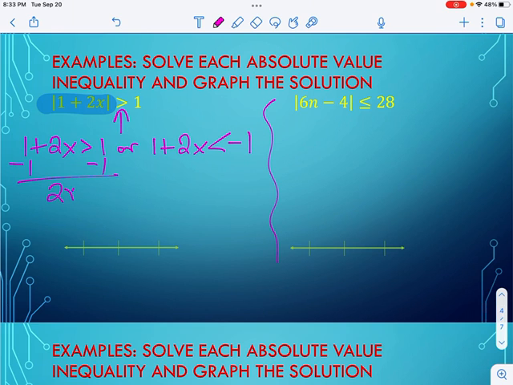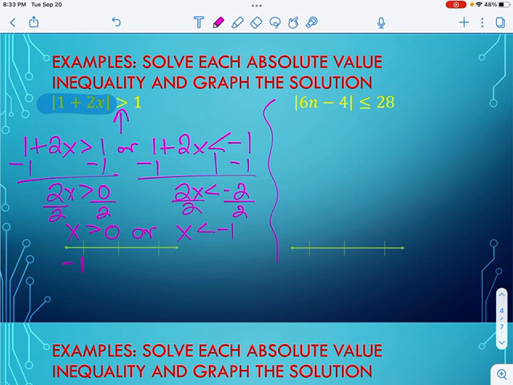Now we solve, so I'm going to subtract 1 from both sides. So I get 2x is greater than 0. I'm going to divide by 2, so x is greater than 0. Or I'm going to subtract 1, so 2x is less than -2. I'm going to divide that by 2, and x is less than -1.